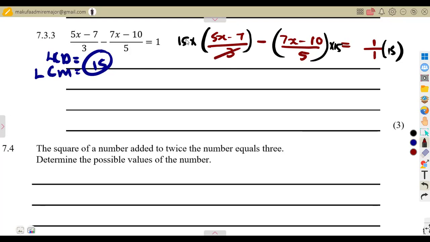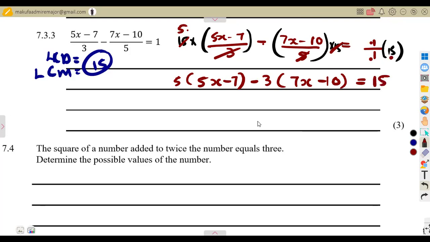So that's 3 into 15 is a 5. As we are clearing fractions, we are having the brackets at the end because the 5 is supposed to expand (5x minus 7). Everything is supposed to be expanded. 5 into 15, that is a 3. But there is a negative that is already there. So it's going to be negative 3 into the bracket of 7x minus 10. This is equal to 1 into 15, that is 15, times 1, which is 15.